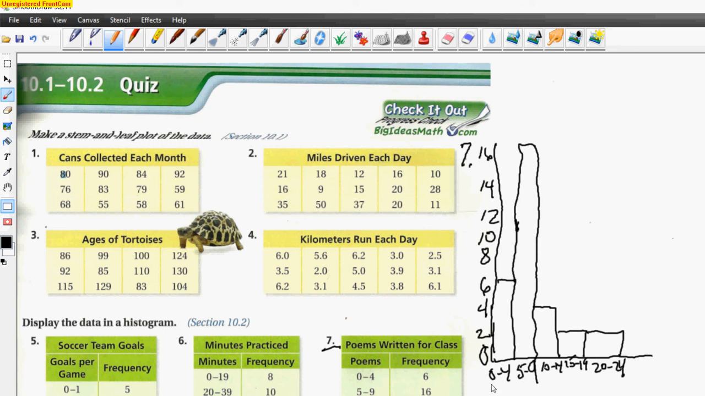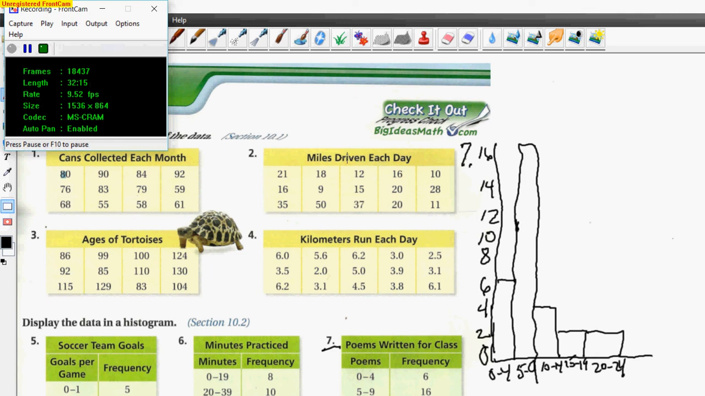You all are doing excellent, 100%. I am really, really, really impressed. You all are going to be tearing these quizzes and tests up for this particular unit, and I'm impressed.